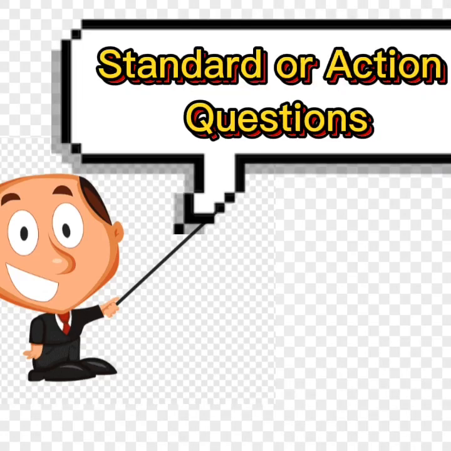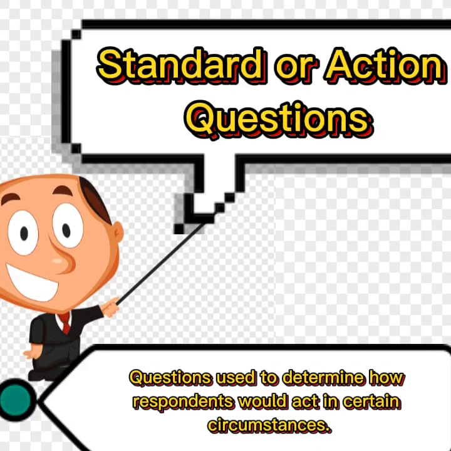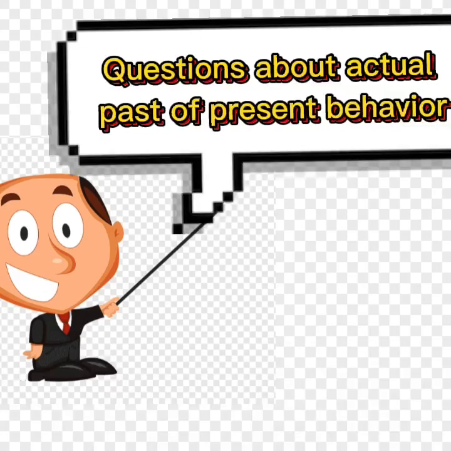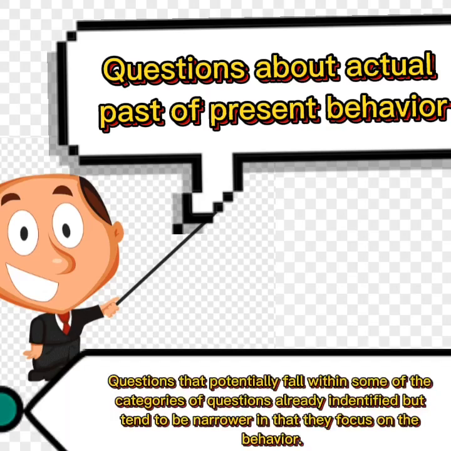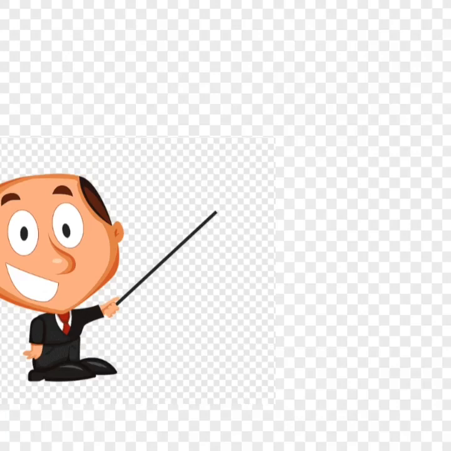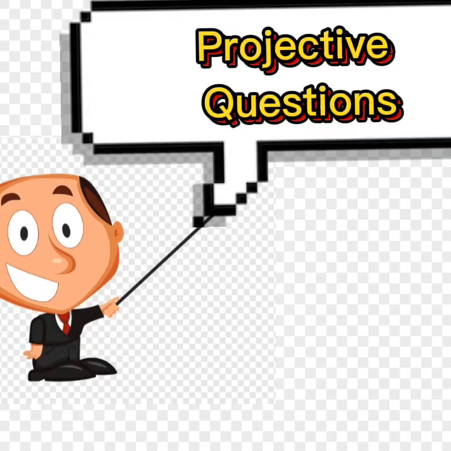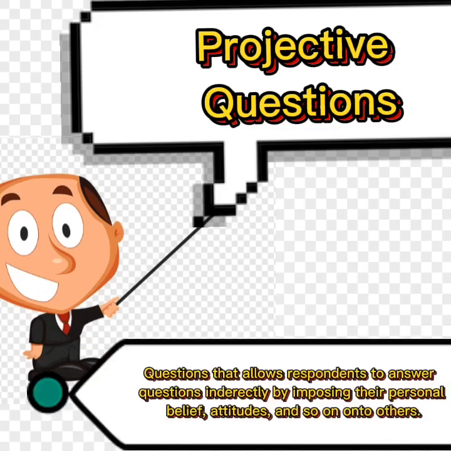Standard or action questions: questions used to determine how respondents would act in certain circumstances. Questions about actual past or present behavior: questions that potentially fall within some of the categories of questions already identified, but tend to be narrower in that they focus on the behavior. The last type of questionnaire according to information needed is projective questions, questions that allow respondents to answer indirectly by imposing their personal beliefs, attitudes, and so on onto others.